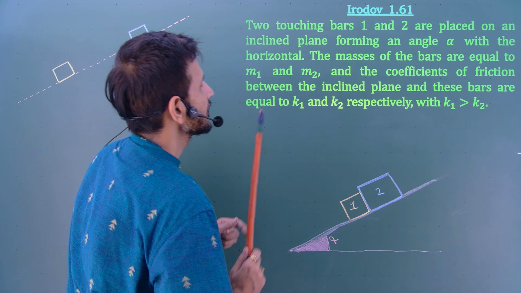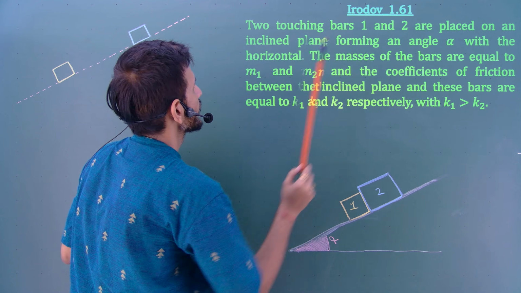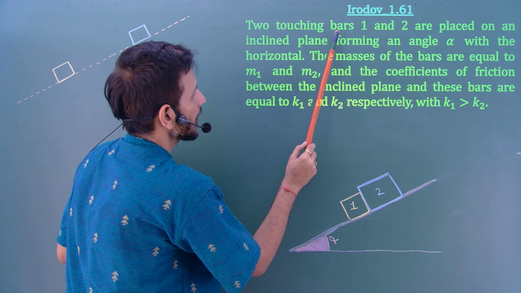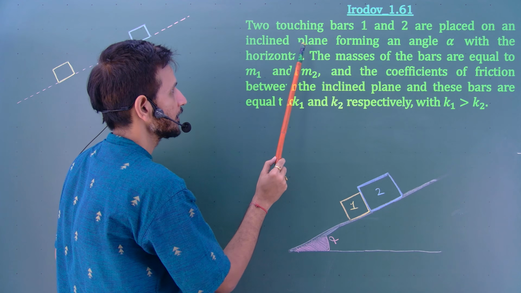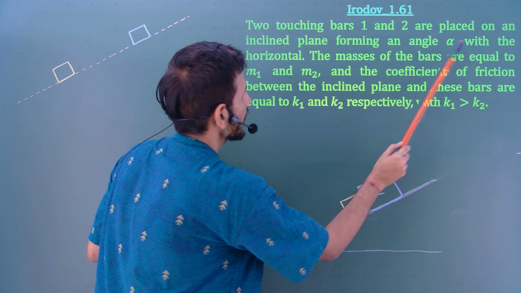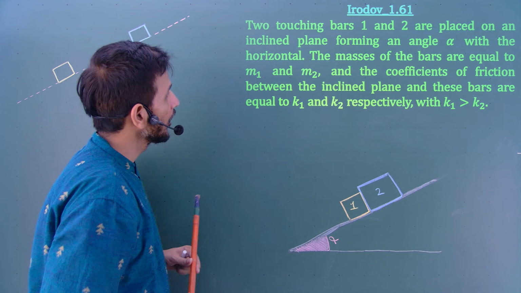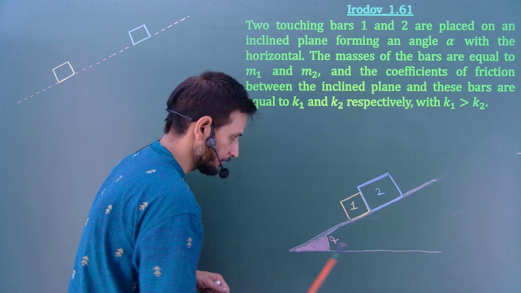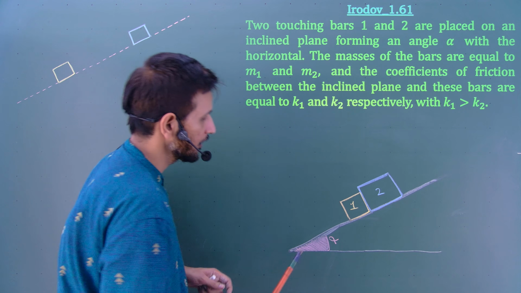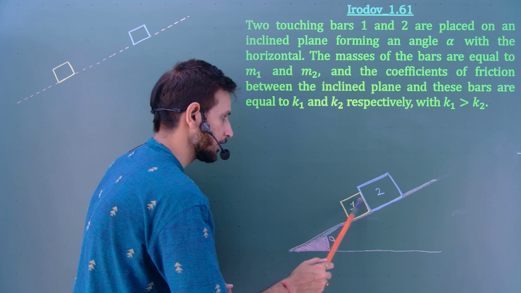Students, let us solve this Irodov problem number 1.61. Two touching bars 1 and 2 are placed on an inclined plane forming an angle alpha with the horizontal. What is the situation? There is an inclined plane of angle of inclination alpha with the horizontal. There are two blocks, block 1 and block 2.